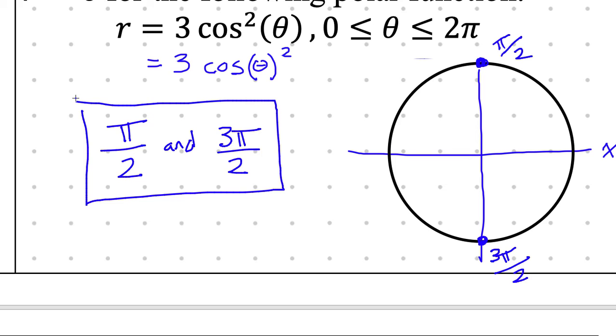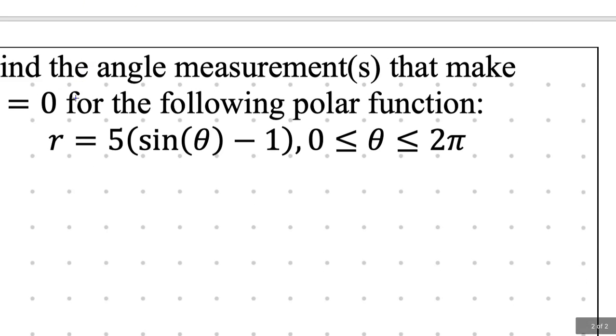Why does that happen? Well, when I plug in pi over 2, the x-coordinate of pi over 2 is 0, so cosine of pi over 2 is 0. 0 squared is 0. 0 times 3 is 0. Radius is equal to 0. And that's about the level of difficulty I'm going to be doing on the homework. The hardest type of problem I can give you is like example number 2, where you're just looking to make things 0.